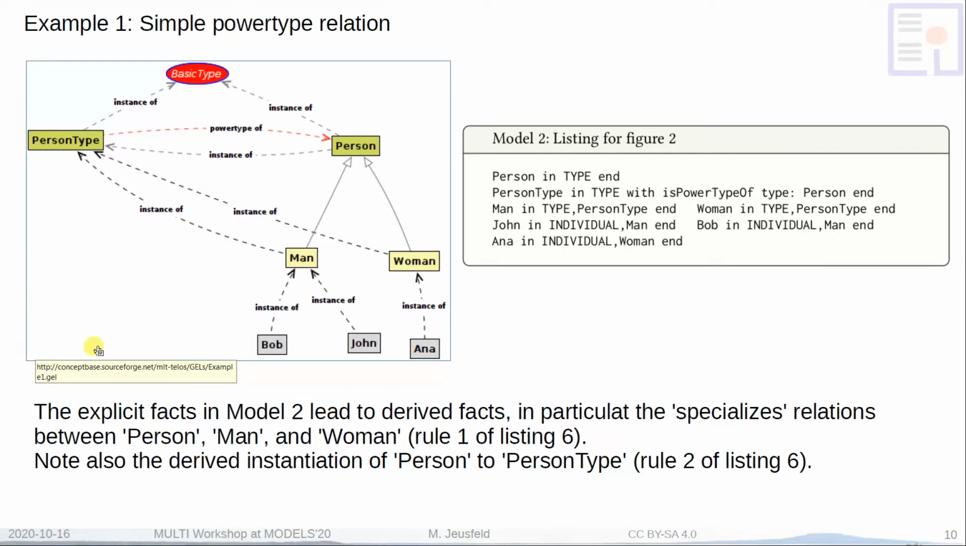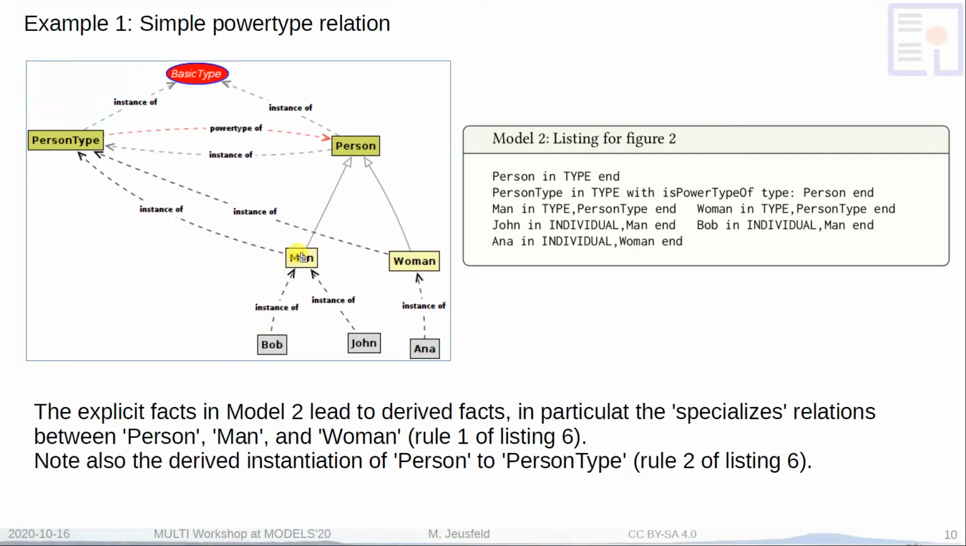The most simple example is this one. Person type is the power type of person. Then we declare man to be an instance of person type and woman to be an instance of person type as well. Then by the first rule that we discussed before, there is a specialization link between man and person and woman and person that is derived.